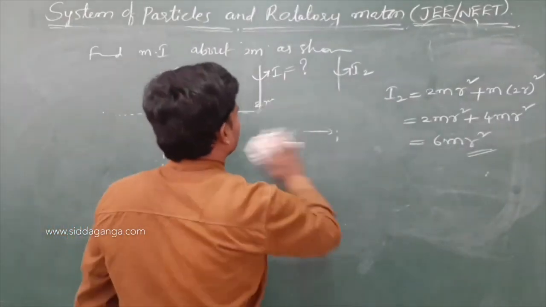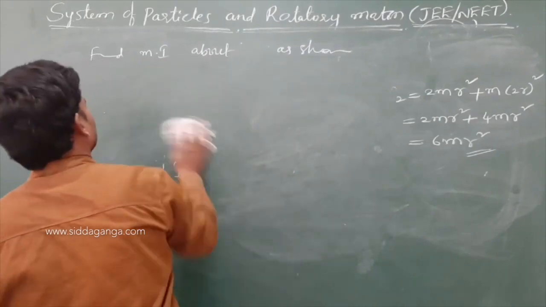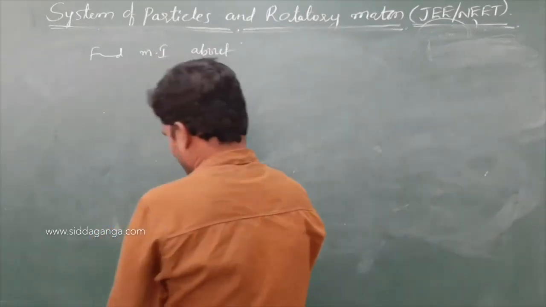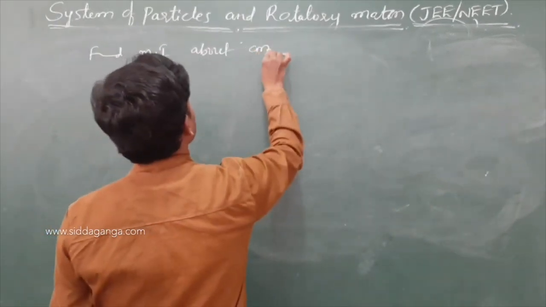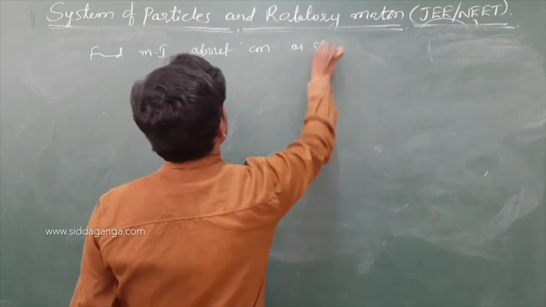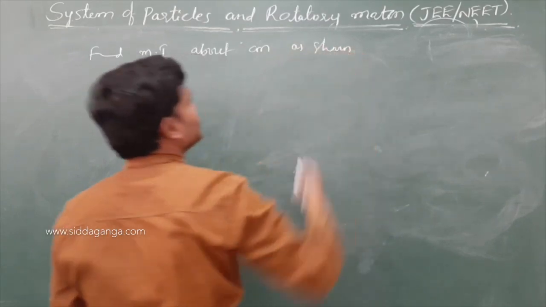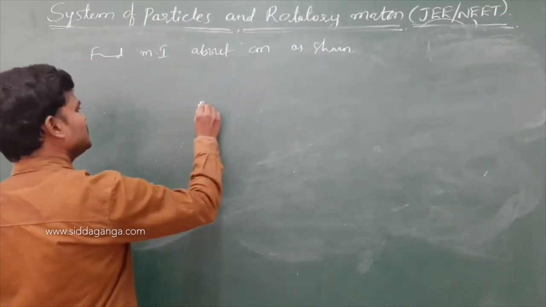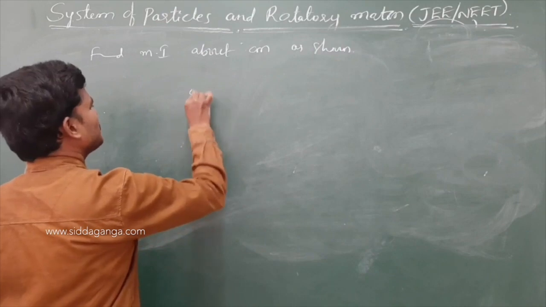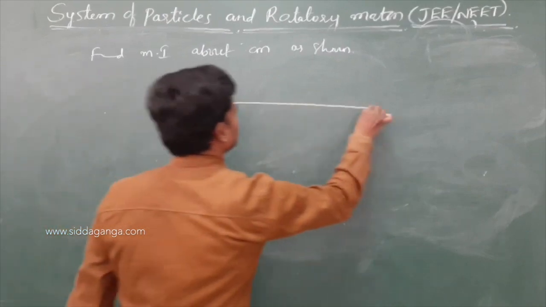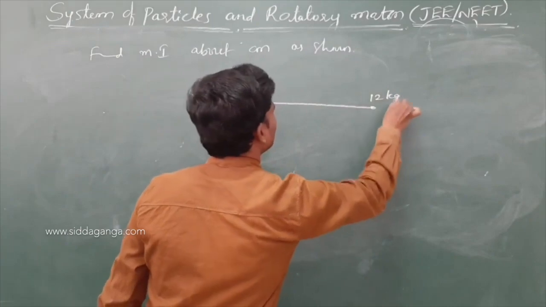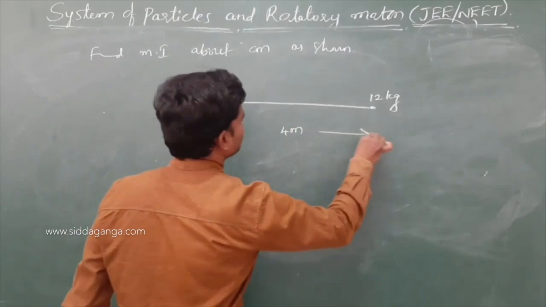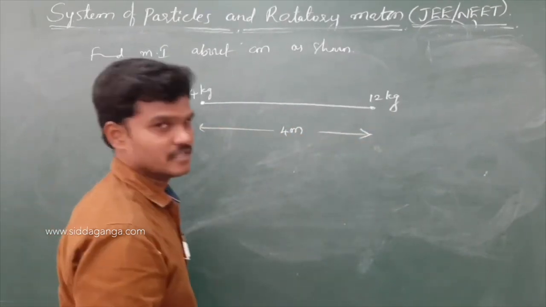Let us check one more. Find the moment of inertia about the center of mass of the system as shown. Let us suppose this is 4 kg, and this they have given 12 kg. These are separated by, let us consider, 4 meter. So this is the given data.